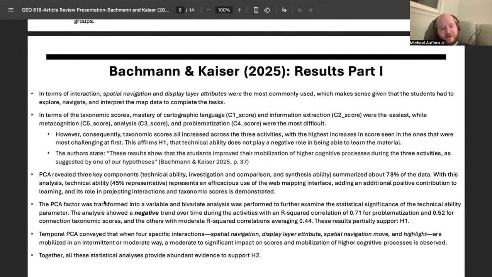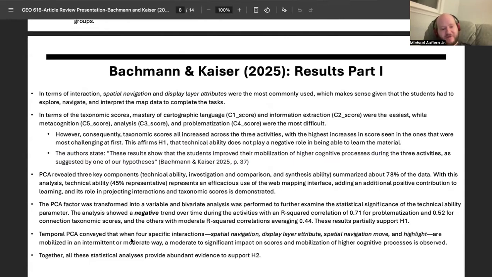The PCA factor was then transformed into a variable itself, and bivariate analysis was performed to further examine the statistical significance of the technical ability parameter. The analysis showed a negative trend over time during the activities with an R squared correlation of 0.71 for problematization and 0.52 for connection taxonomic scores, and the others with moderate R squared correlations averaging 0.44. These results partially support the first hypothesis as well.